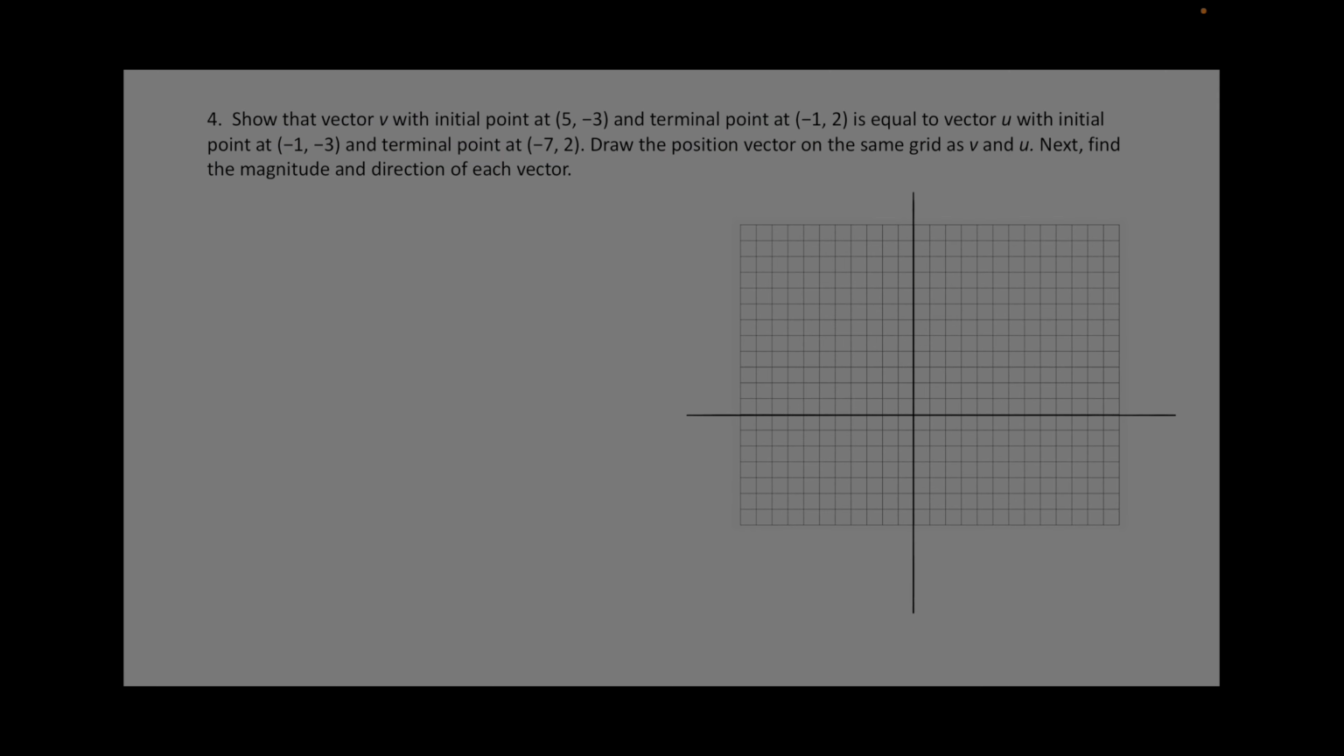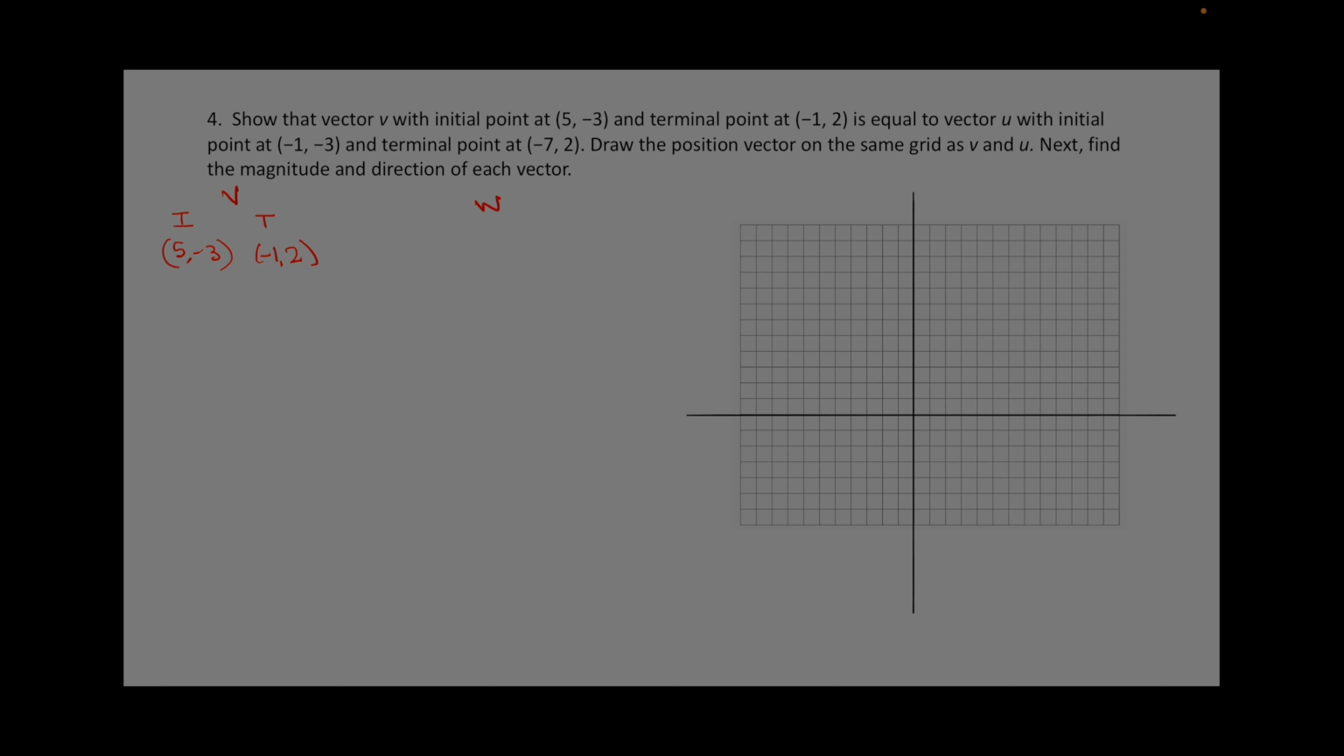Next example, show that the vector with the initial point 5, -3 and terminal point -1, 2 is equal to vector u with an initial point -1, -3 and terminal point -7, -2. Okay, two vectors here. We have a vector v and a vector w. Vector v has an initial point, I'll call it I, of 5, -3. It has a terminal point, I'll call it T, of -1, 2.